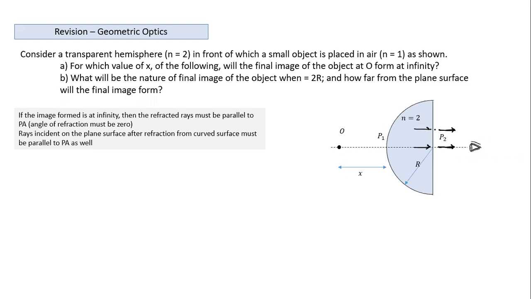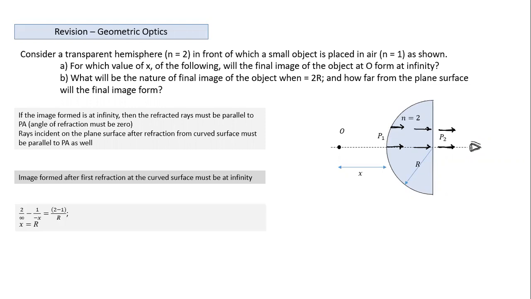So the angle of refraction is 0 at this surface. That's what plane means. If the angle of refraction is 0, the angle of incidence also has to be 0. That's why these rays also have to be parallel to the principal axis. And if the rays incident on the plane surface are parallel, it means that after the first refraction also, the rays must be parallel. That's the condition. Or the image formed after first refraction itself has to be at infinity. The rest is very simple.